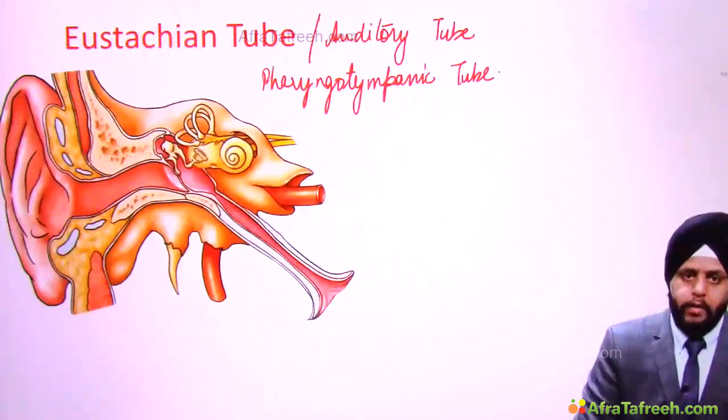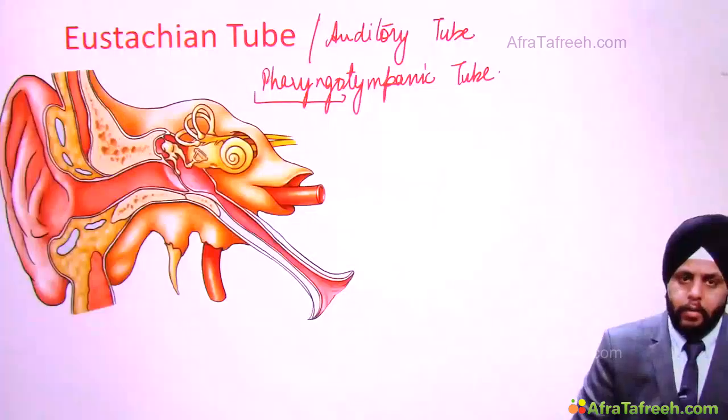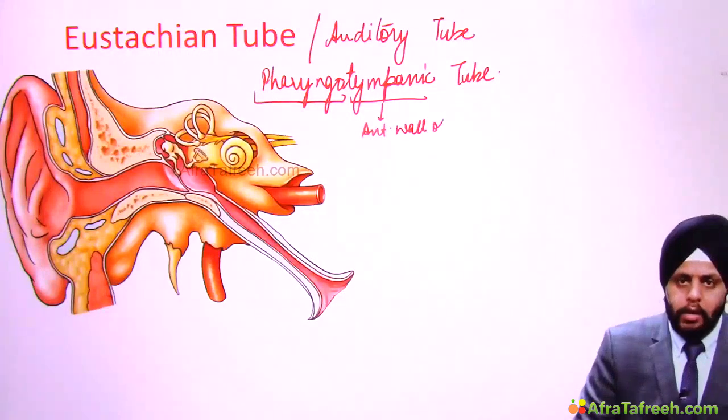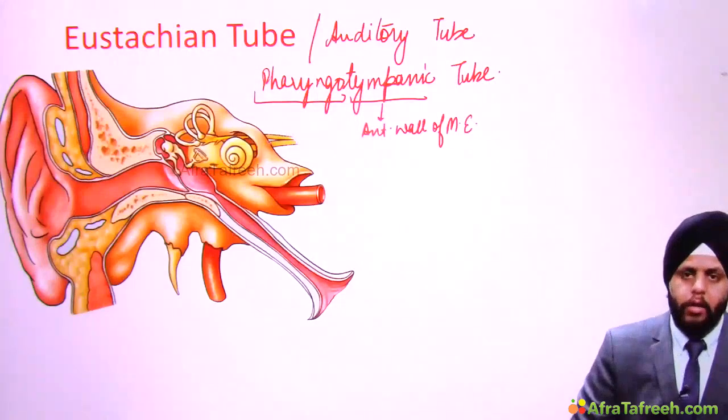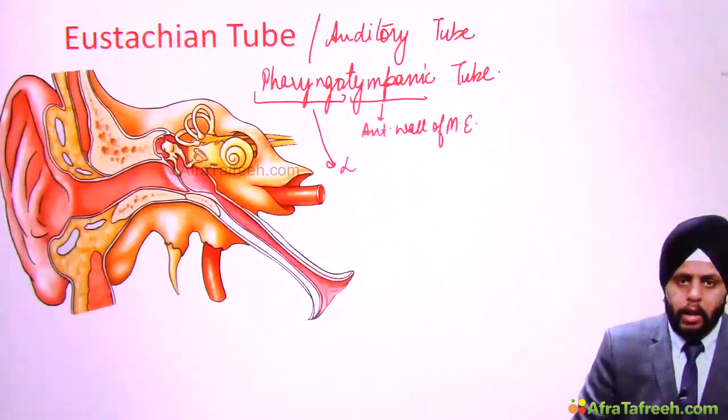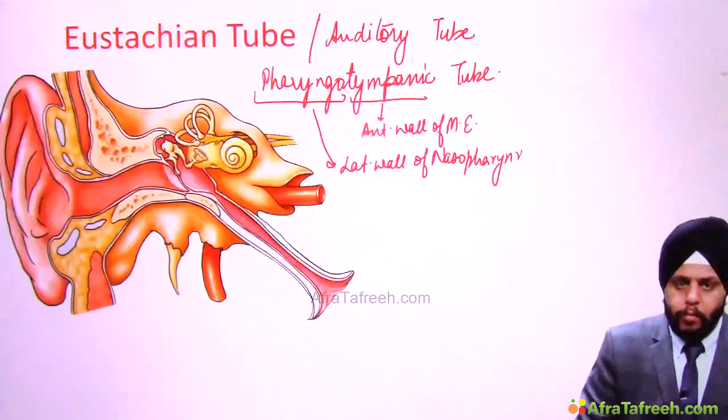Which part of pharynx? It connects the nasopharynx, the lateral wall of nasopharynx, to the tympanic cavity. Okay, so which part of tympanic cavity? Anterior wall of middle ear. Anterior wall of tympanic cavity or anterior wall of middle ear. So that is connected to the lateral wall of nasopharynx. Okay, so it is also known as pharyngotympanic tube.